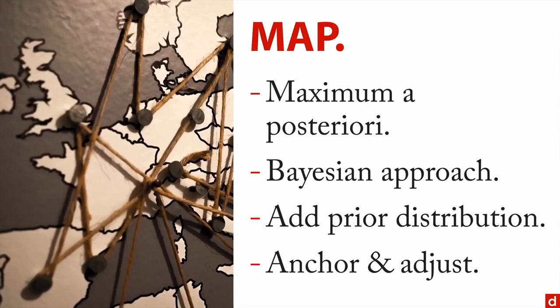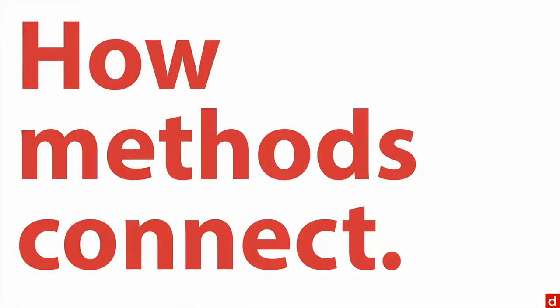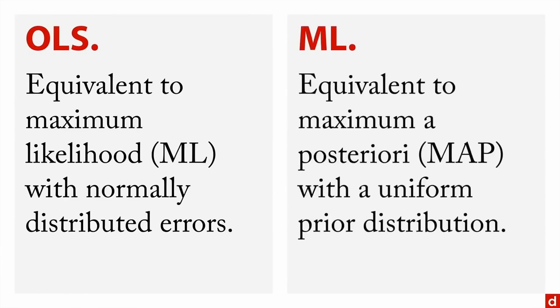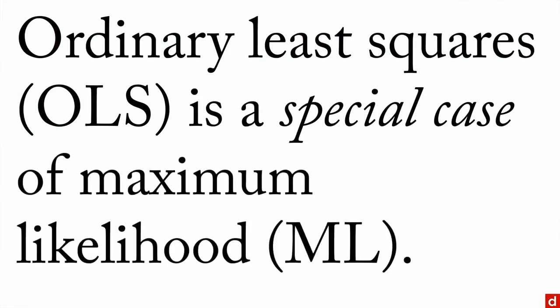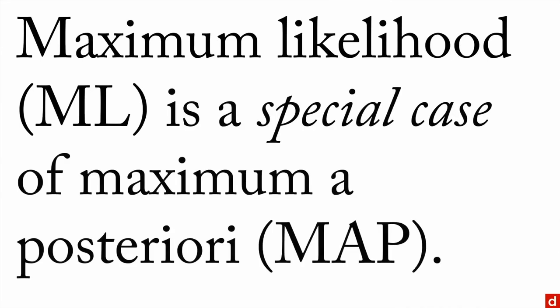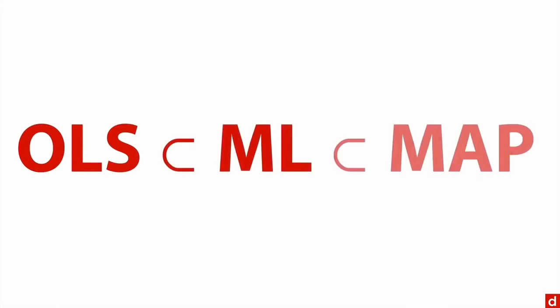Now, what's interesting is that these three methods all connect with each other. Let me show you exactly how they connect. The ordinary least squares, OLS, is equivalent to maximum likelihood when it has normally distributed error terms. And maximum likelihood, ML, is equivalent to maximum a posteriori, or MAP, with a uniform prior distribution. To put it another way, ordinary least squares, or OLS, is a special case of maximum likelihood. And then maximum likelihood, or ML, is a special case of maximum a posteriori. And just in case you like it, we can put it in set notation. OLS is a subset of ML, is a subset of MAP. And so there are connections between these three methods of estimating population parameters.